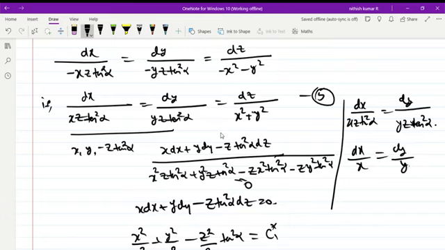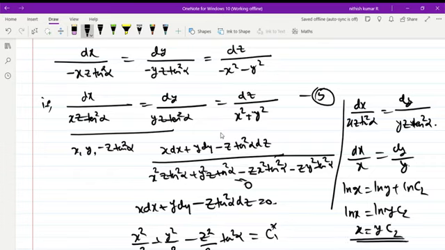So integrating this, you will get ln x is equal to ln y plus some constant. I will take it as ln c2. So by rearranging, it is ln x equal to ln y c2. That is again x is equal to y into c2. Hence, the orthogonal trajectories are formed by intersection of this equation.